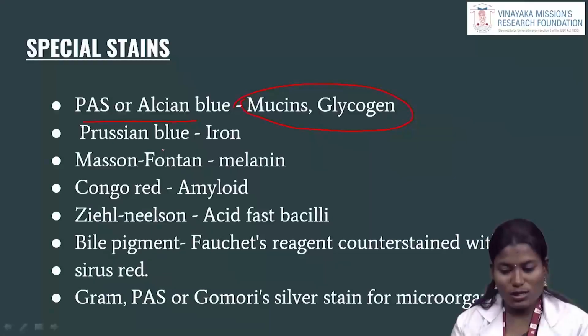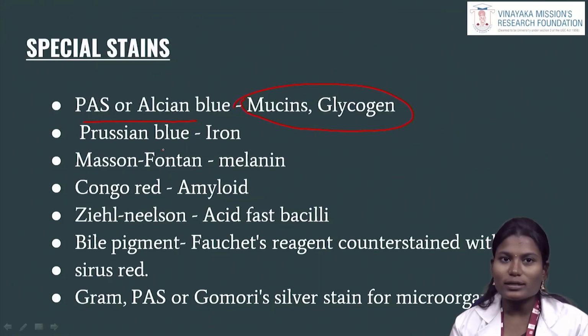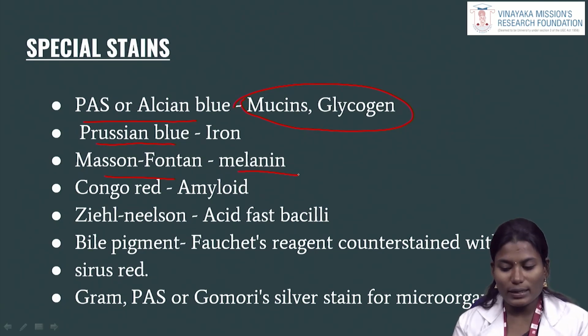PAS or Alcian blue stains are used to find mucin and glycogen materials. PAS means periodic acid Schiff reagent. Perls' Prussian blue stain is used only to identify iron deposits inside the FNAC samples. Masson-Fontana stain is used to find melanin pigments, where the cells or deposits and background of the melanin are demonstrated.